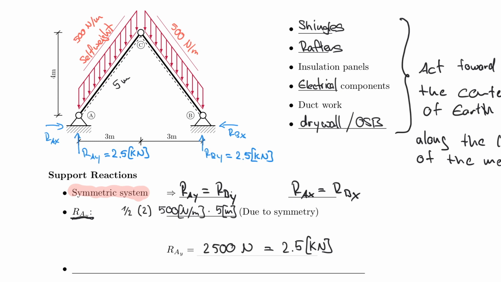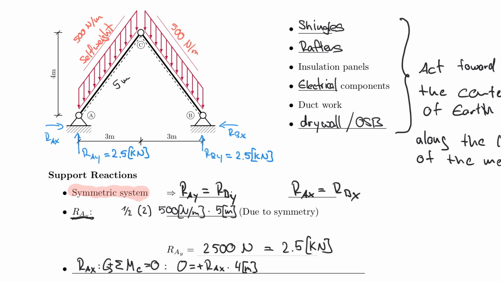So to calculate RAX, I have to take the sum of the moments about the hinge at C and set it equal to 0. And of course counterclockwise positive. And so I start with my unknown. 0 is equal to RAX multiplied by the lever arm of 4 meters, because that's the shortest distance between that point and the line of action of RAX. So times 4 meters. And the rotation of that RAX that I assume happens to be counterclockwise, therefore that is positive rotation.